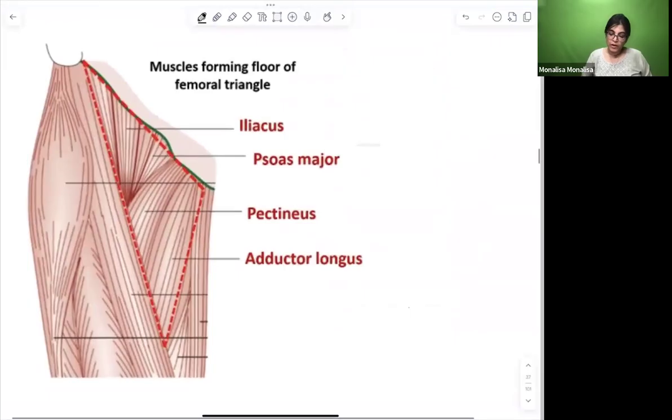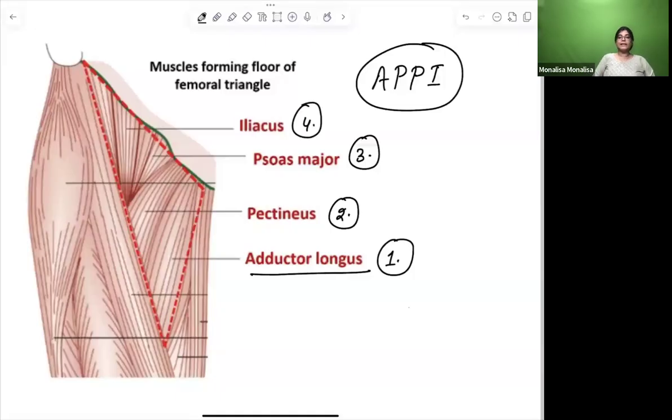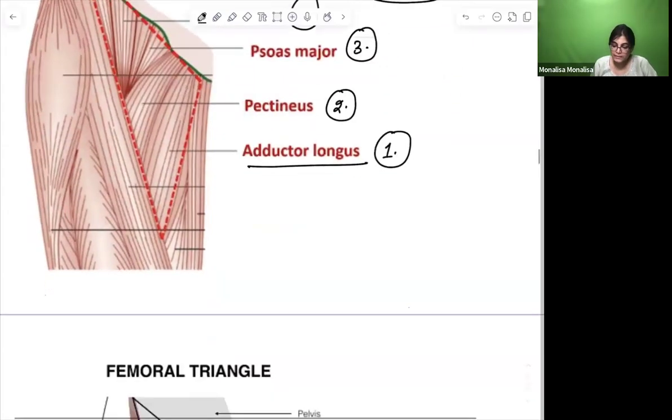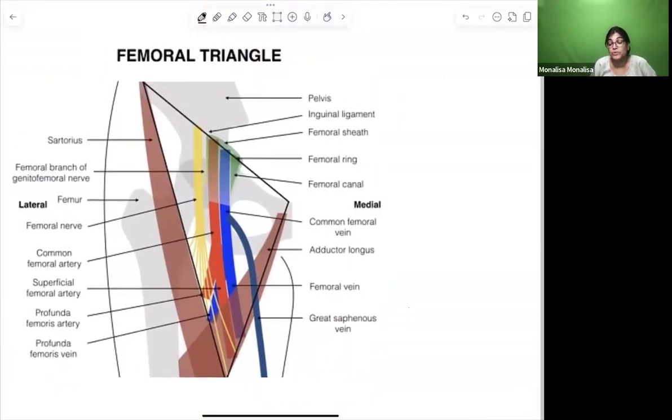Now, the muscles of the floor of the femoral triangle, the mnemonic is AP. A for adductor longus muscle, P for pectineus, another P for psoas major, and laterally we have the iliacus muscle. This is showing the muscles forming the floor of the femoral triangle. Now, in the femoral triangle, you have to know the contents separately for the roof and the contents inside. So mainly in the femoral triangle, you can see the blue color is for the femoral vein.